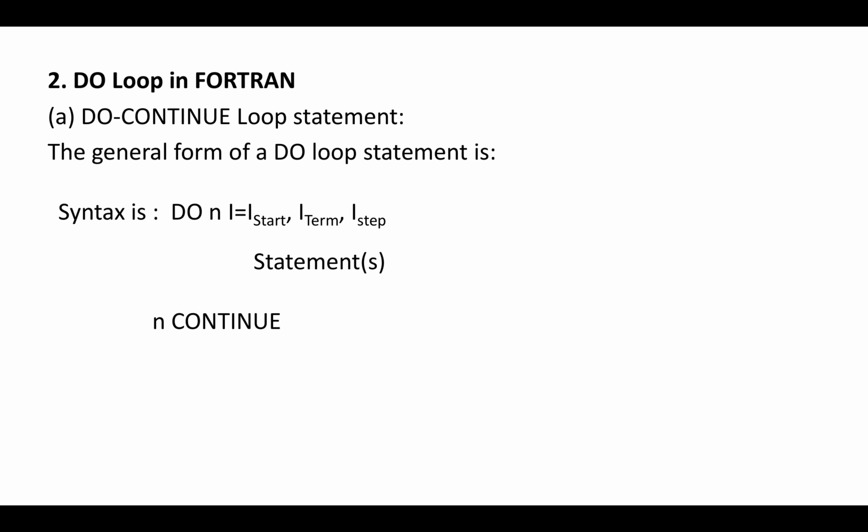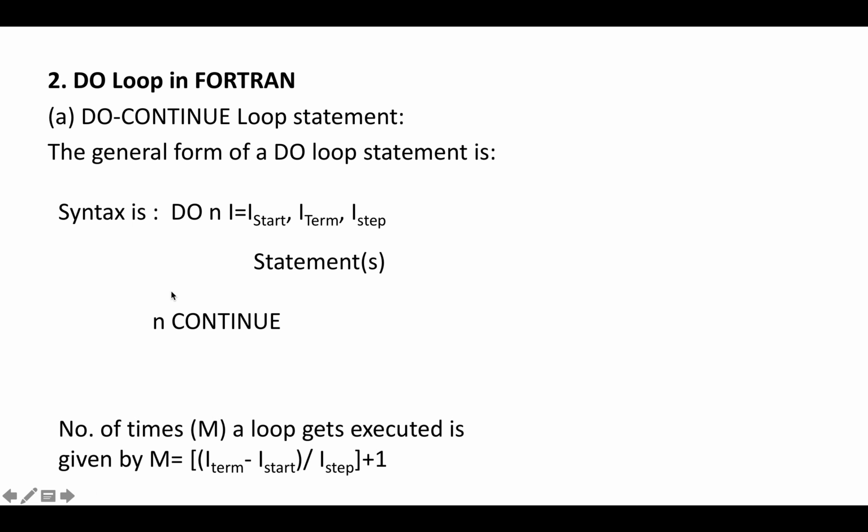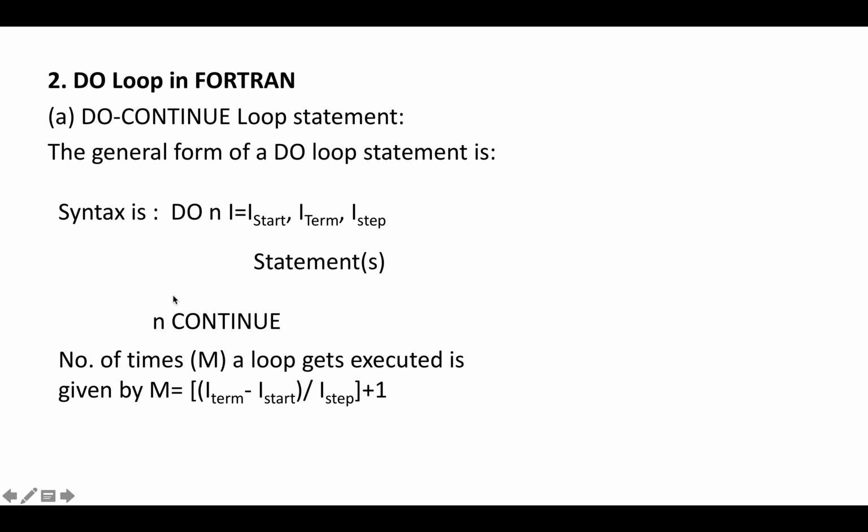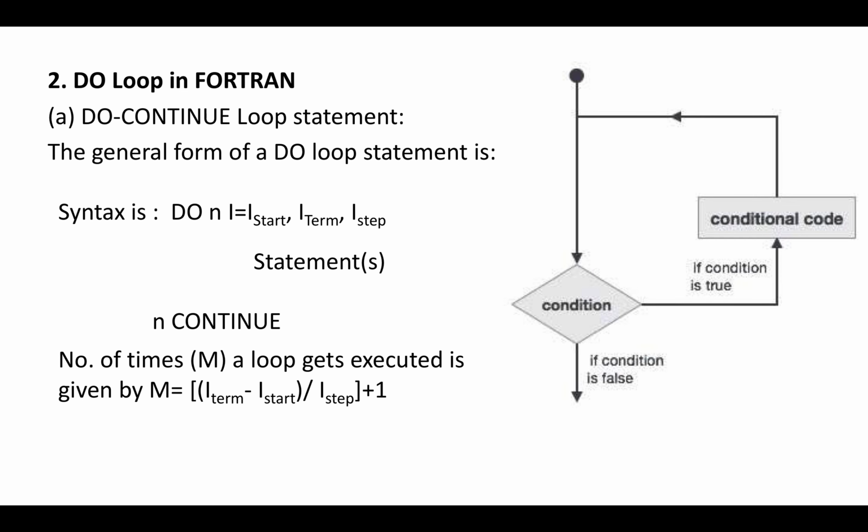I step is the increment in I start in order to reach the I terminating point. If I step is defined, then it is fine. If it is not defined, then by default it is 1. Then the set of statements, and the same label number n in front of continue. So this is the do continue loop statement. We can also calculate from this loop how many times it gets executed, which is given by m equal to I terminating minus I start, divided by I step, plus 1. This is the number of times this loop executes this set of statements.